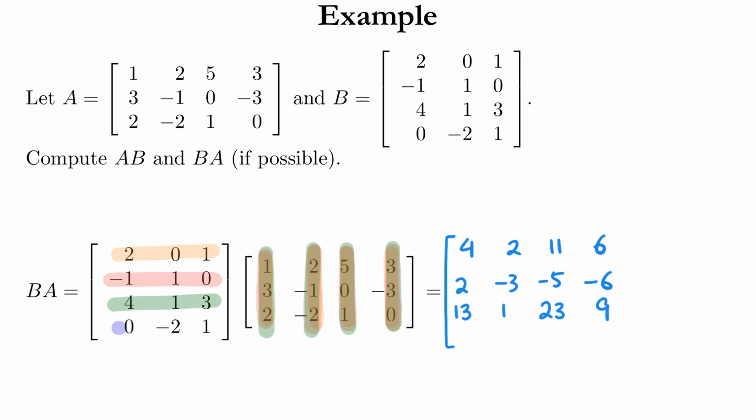And finally, the fourth row is obtained by taking the fourth row of B and dotting it with every column of A, and this gives entries negative 4, 0, 1, and 6 in the matrix BA.